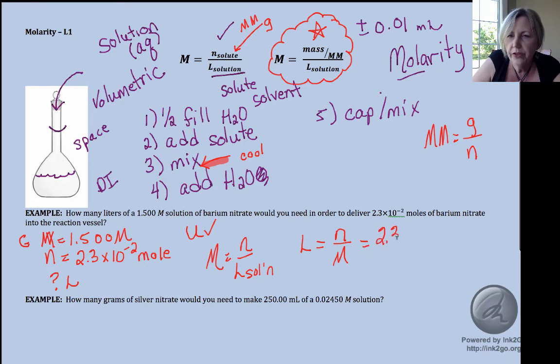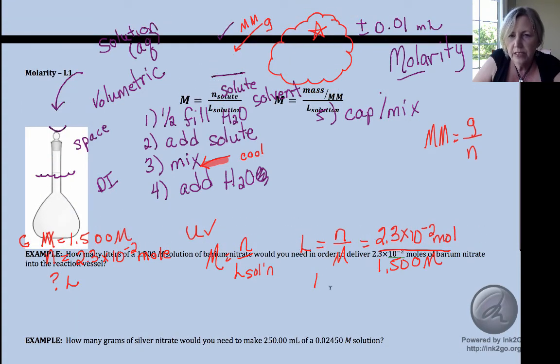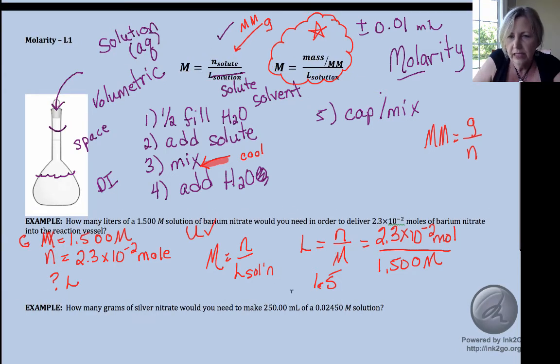And I would get 2.3 times 10 to the minus 2 moles divided by 1.500 molar. And assuming I've done all of my algebra correctly, I would have 1.5 times 10 to the negative 2 liters. Okay? And maybe it might ask you to convert that to milliliters. Hard to say.